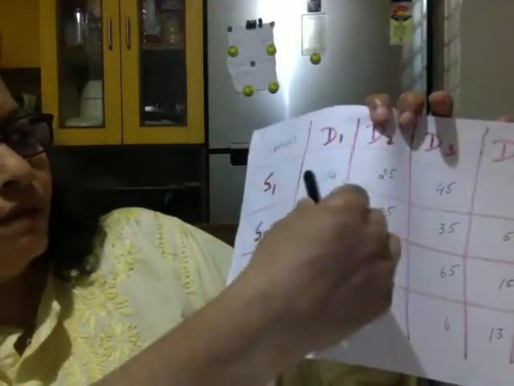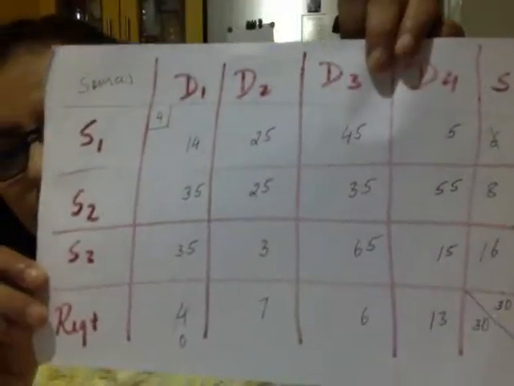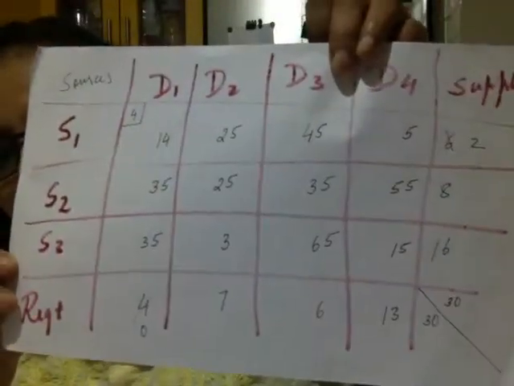So we will allot here. S1 to D1 goes 4 units, and D1 becomes dummy. No requirement left. Supply, cancel 6. 6 minus 4 is 2. Alright? You can see this. One allotment done.